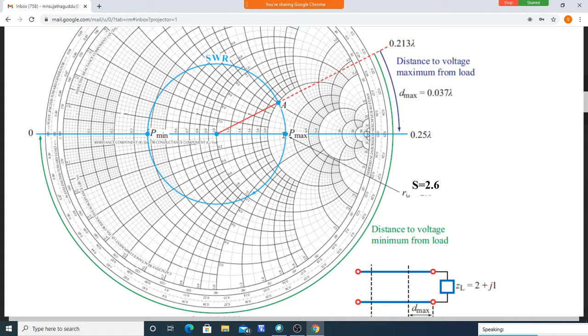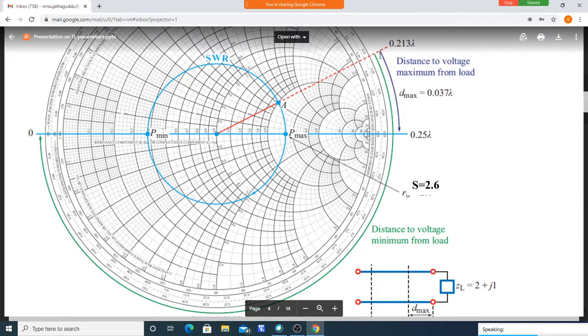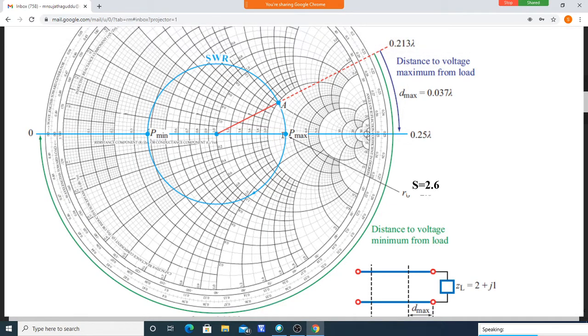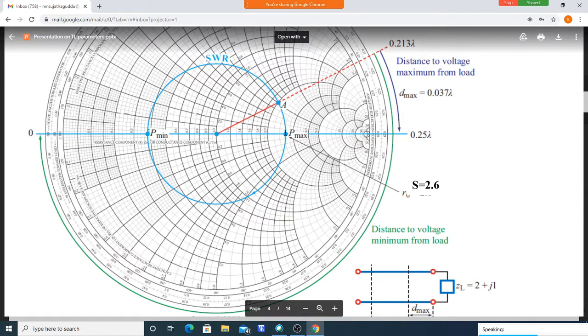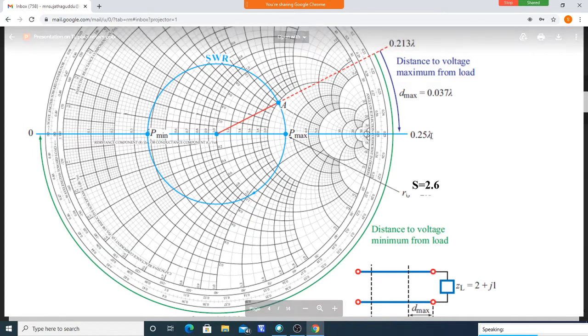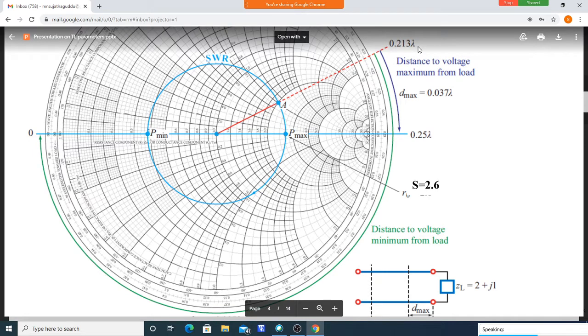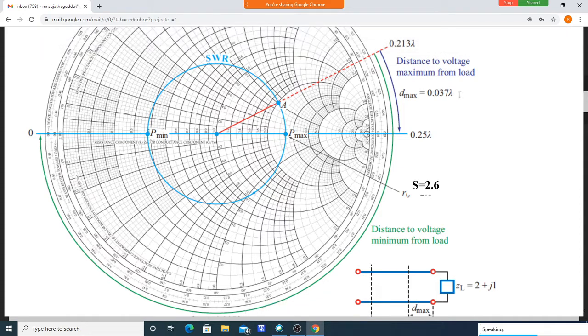We stopped here. Measure the distance from here to here; a maxima occurred here. That maxima distance is 0.25 lambda, and this is 0.13 lambda. You take the difference of these, and you will get 0.037 lambda from here to here. So d maximum is 0.037 lambda.